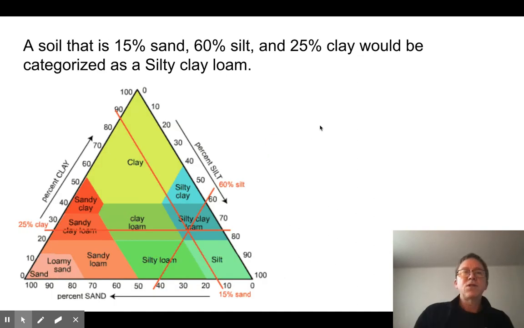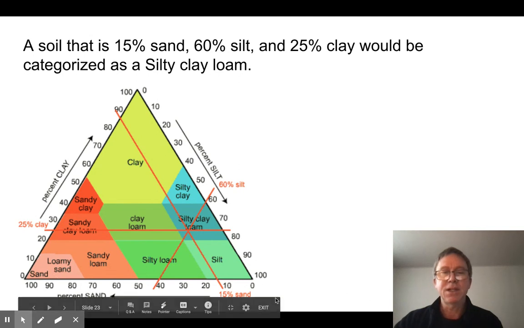So let's just look at this. I have a soil that's 15% sand, 60% silt, and 25% clay. How would I categorize? What would I call this? So what I do is I'm going to go over to 15% sand. So here's sand. I'm going over to 15%, and I'm going to draw a line parallel to its 0 line.